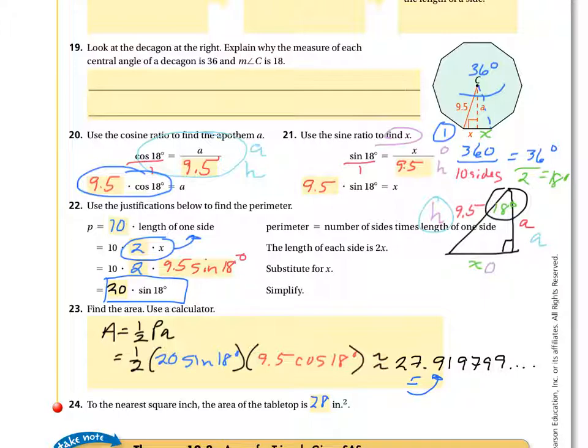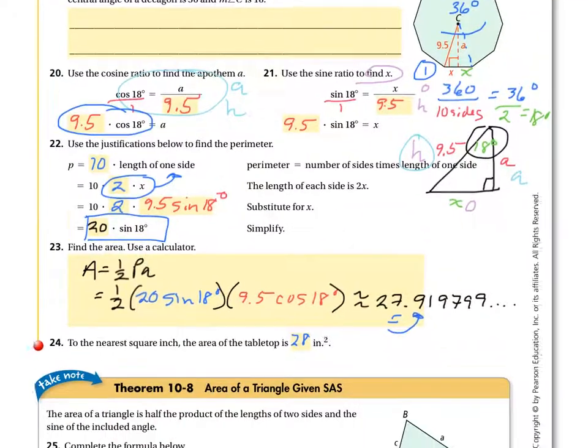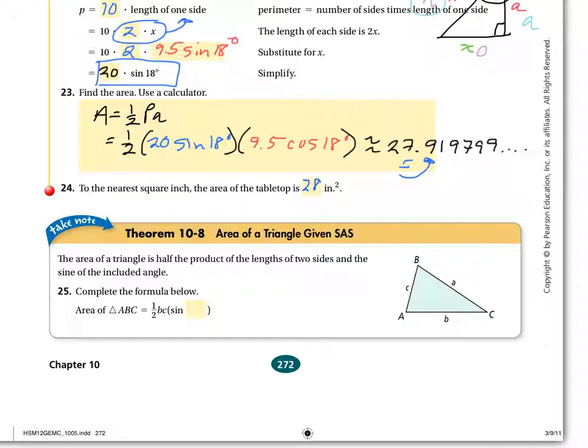Then the last thing they're going to have to do is a new type of area formula. And they don't actually give you the area formula. You have to figure it out on your own. But they do say that the area of a triangle is half the product of the lengths of the two sides and the sine of the included angle.